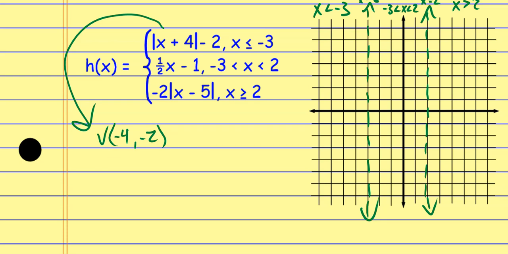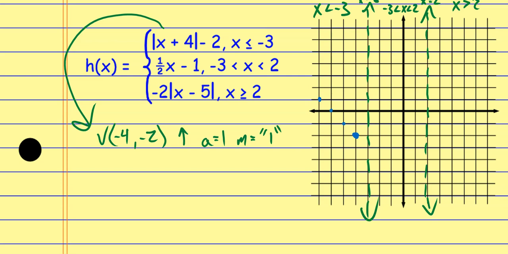It opens up because the a value is a 1. I use that a value like the slope, so my slope is kind of like a 1, but I make sure the V opens up. Again, I only want to plot that in the less than -3 section. So let's see if the vertex actually makes it there. -4, -2 is right here, in the right section. So I plot that point, and then it opens up with a slope of 1 in each direction.